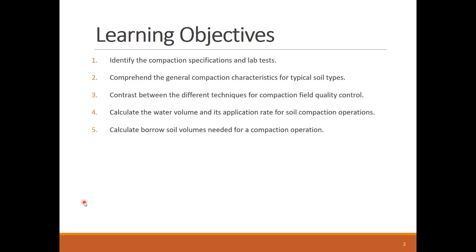The video covers the shown four learning objectives. So we'll learn about how to specify the soil compaction requirements, the compaction characteristics for different soil types, the calculation process for compaction application quantity and rate, and finally how to measure and control soil compaction on site.